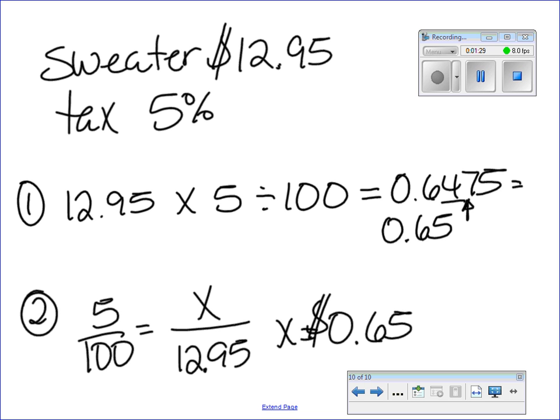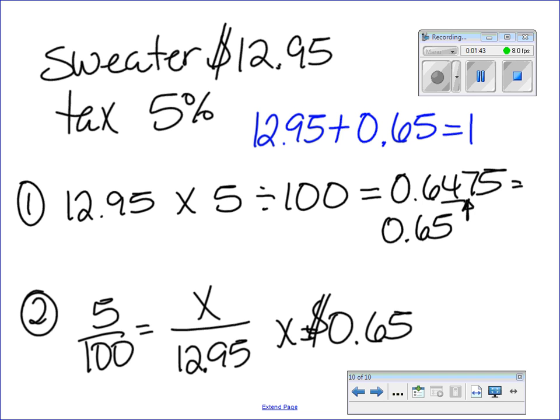Because it's tax, in order to find the total you spent, you have to take $12.95 plus 65 cents to get your total. So you're going to pay $13.60 for the sweater. Remember, you have to answer the question. Some of the questions will just ask for the tax or the tip or the discount and not the total. Make sure you read carefully.